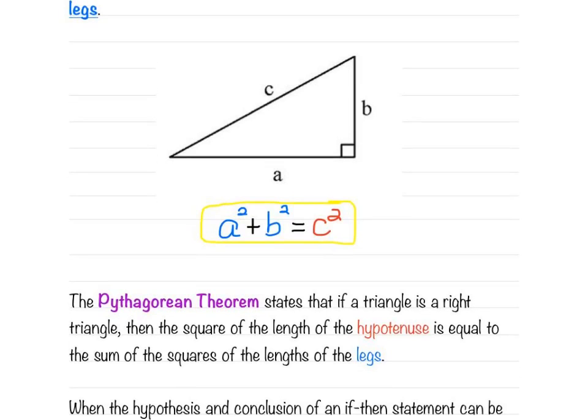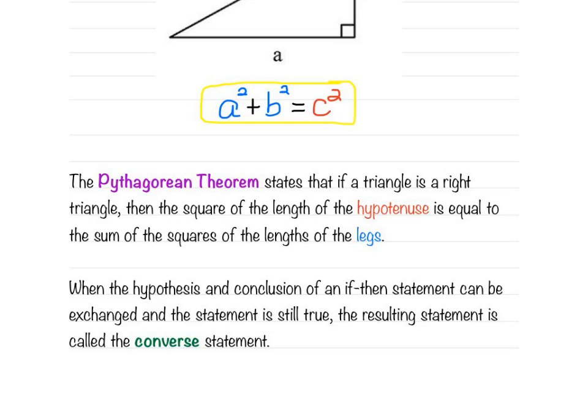In this lesson, we will use the Pythagorean theorem to find missing side lengths of right triangles. We're also going to be able to identify whether or not a triangle is a right triangle. Just for a moment, let's recall that a right triangle is a triangle that has one right angle, that is, an angle that measures 90 degrees.